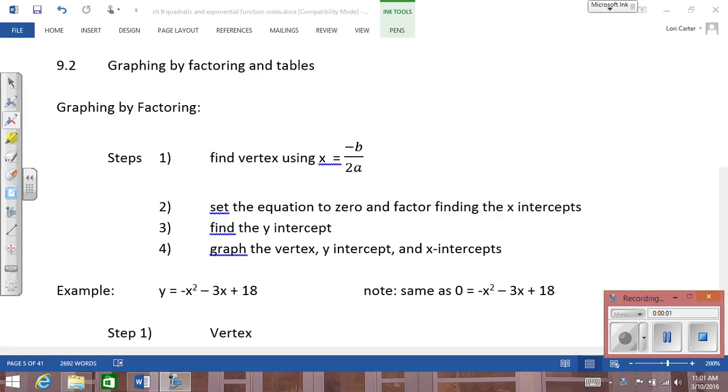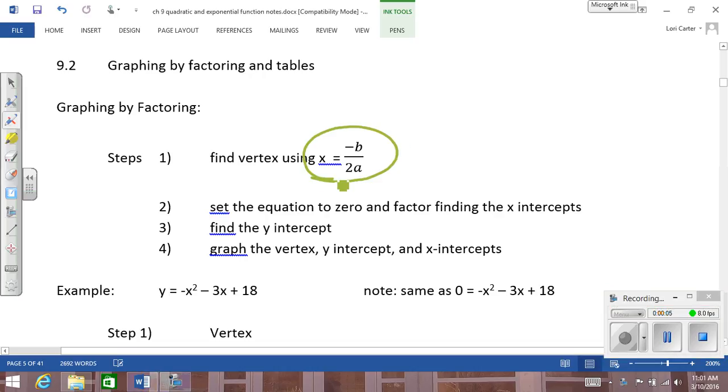Step 1 is the same. You do the opposite of b over 2a. We plug it in, right? So you're plugging this in to find the vertex. So you write the vertex after you plug it in for your x.